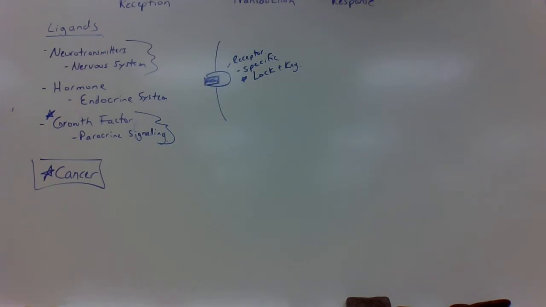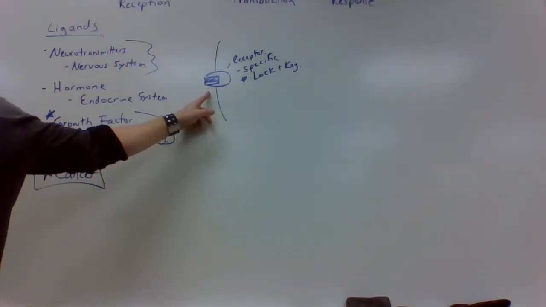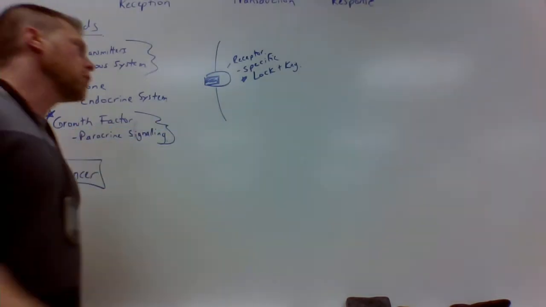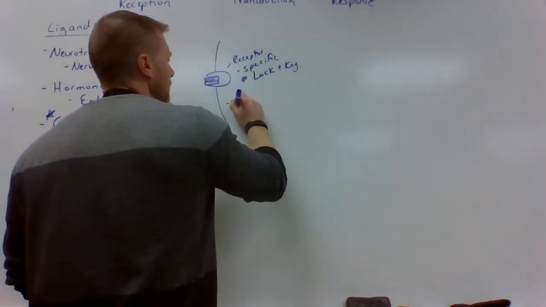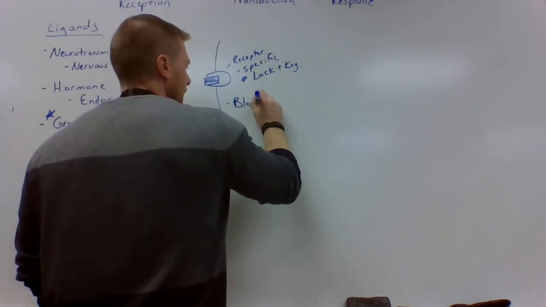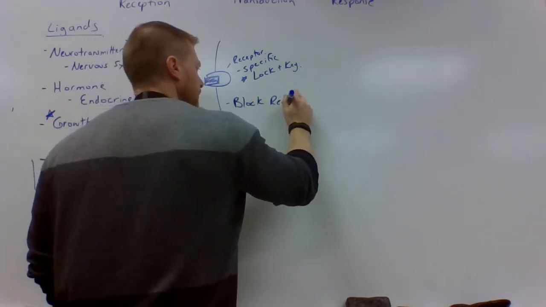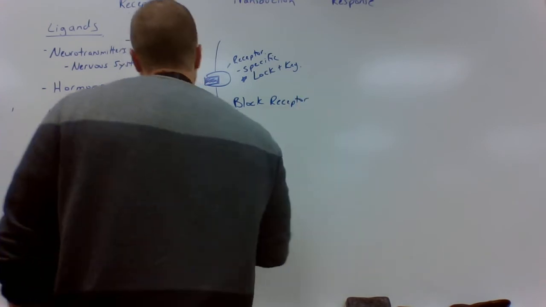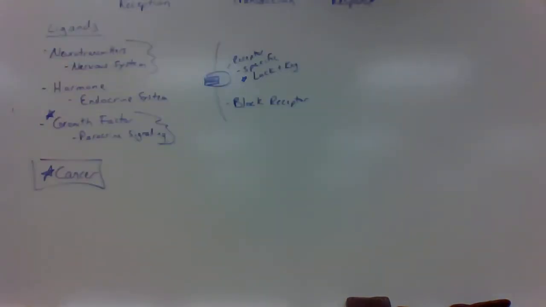Yeah. What you're going to interfere with is step number 1. So if you are somehow able to block the receptor, you would be able to stop that chemical messenger from creating the response. Does that make sense to all of you?